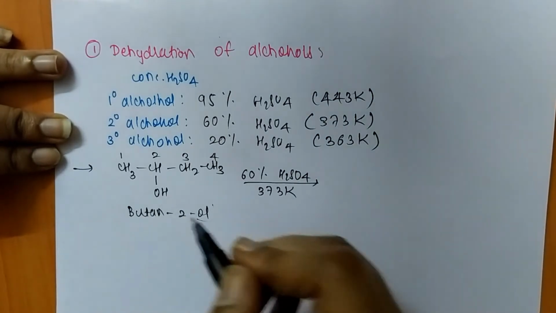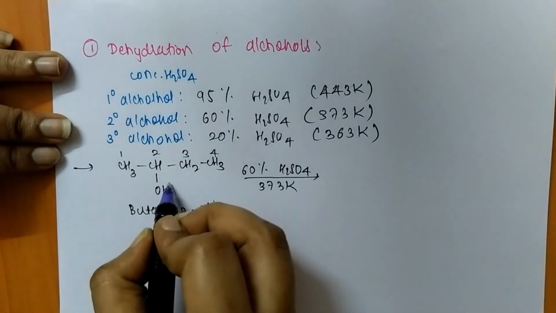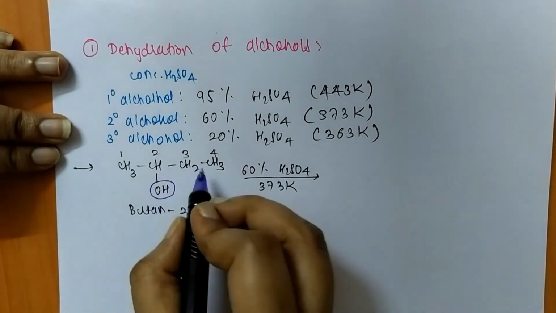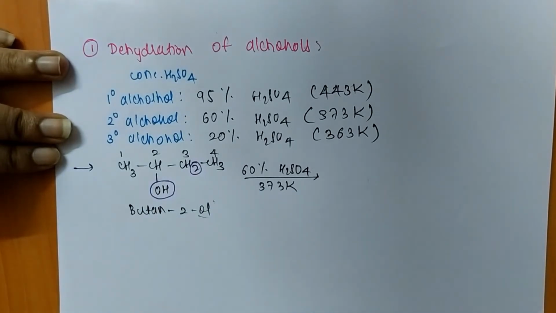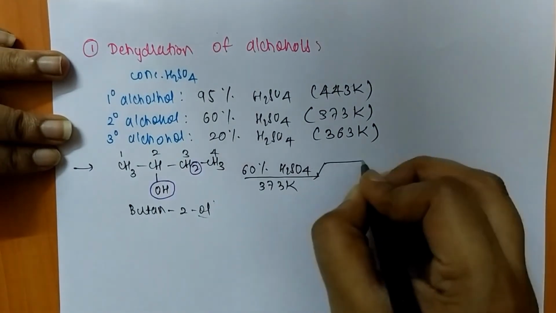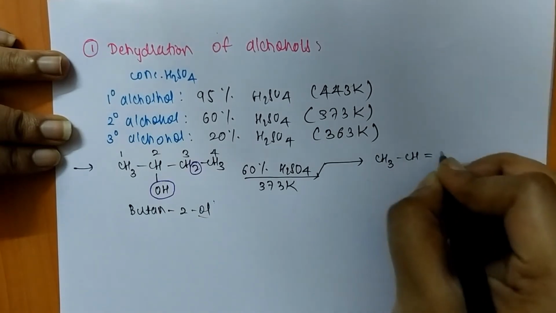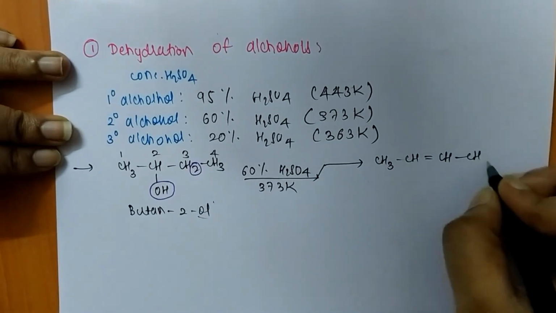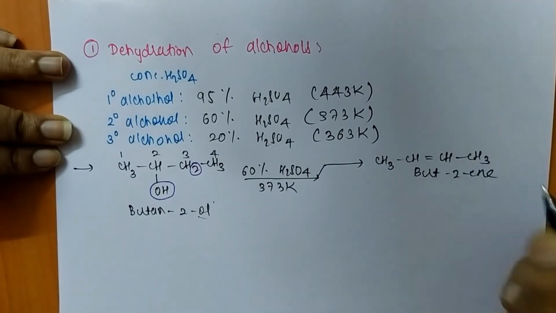Now the dehydration occurs by this particular OH group, and one of the hydrogen atoms from here will be lost. So therefore we get CH3CH double bond CHCH3. So this is also called as the but-2-ene.